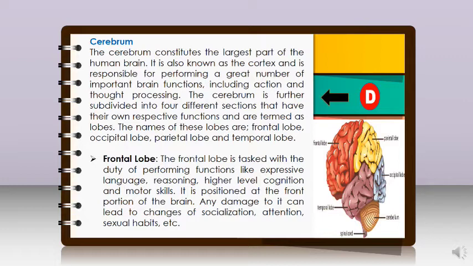So let us first take the frontal lobe. It is tasked with performing functions like expressive language, reasoning, higher level cognition and motor skills. It is positioned at the front portion of the brain. So dito sa unahan. Any damage to it can lead to changes in socialization, attention, sexual habit, and etc. So this is the frontal lobe.